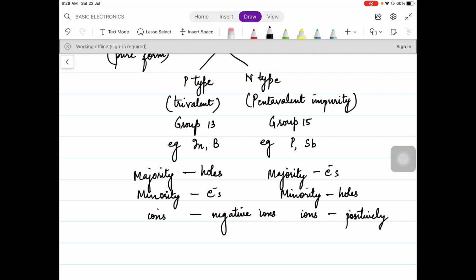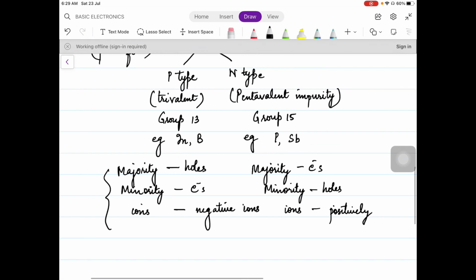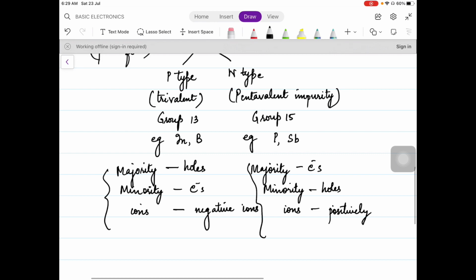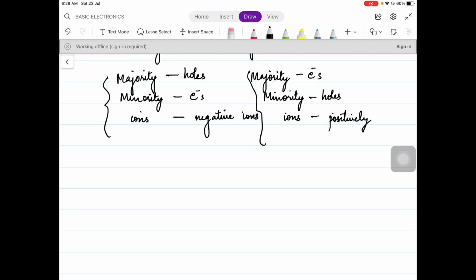All right. So these things are very, very important to remember whenever we come across p-type and n-type semiconductors. Whenever we come across p-type semiconductor, the first thing that should come to our mind are these 3 points: the majority carriers are going to be holes, minority electrons, and the ions will be negative. Whereas for the n-type semiconductors, majority electrons, minority holes, and the ions are going to be positive. So these are the main important points about p and n-type semiconductor.